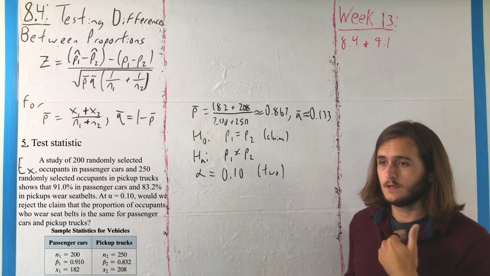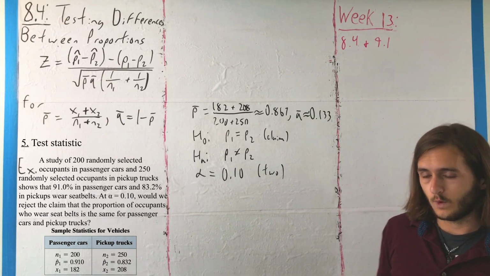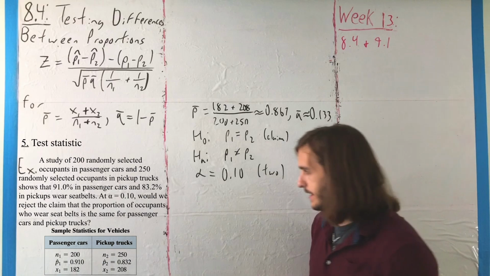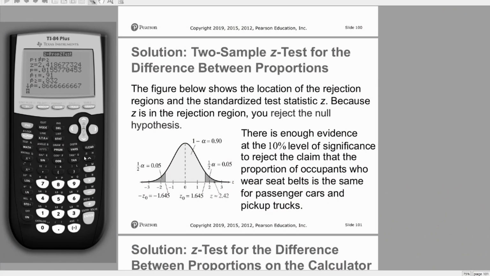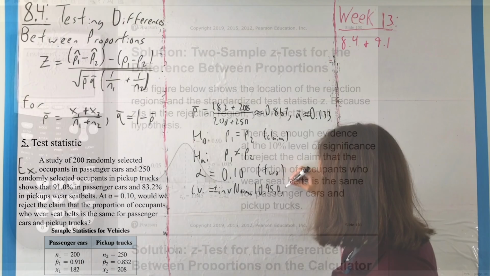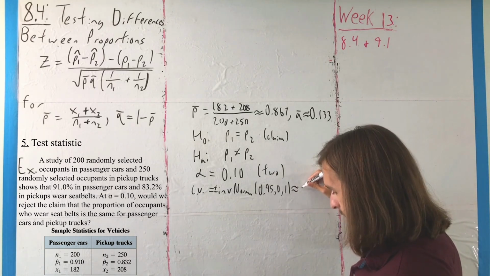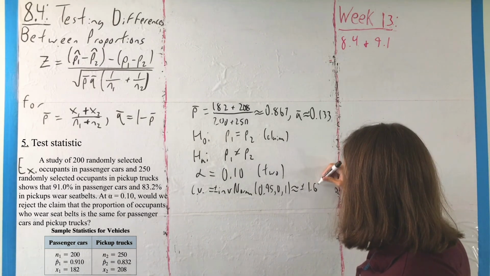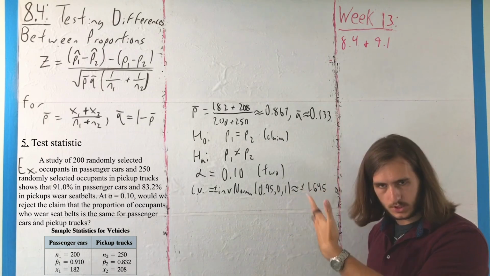If you want to do this using the critical value method for your critical values, what you would get is something like plus or minus the inverse normal of 0.9501, which is a very classic set of critical values, about plus or minus 1.645. And then from there you get your rejection above the positive one, below the negative one, just like before.